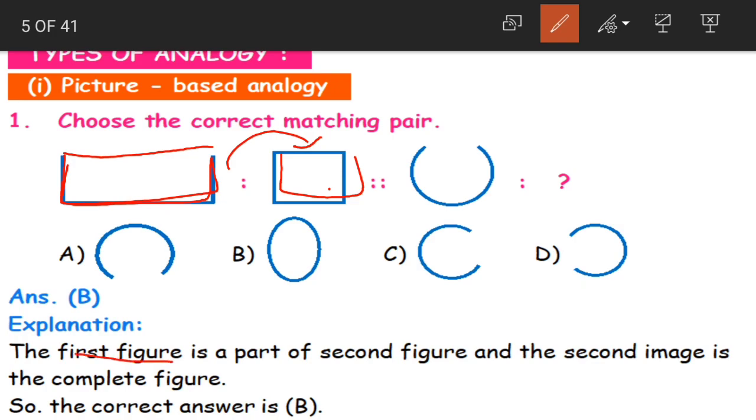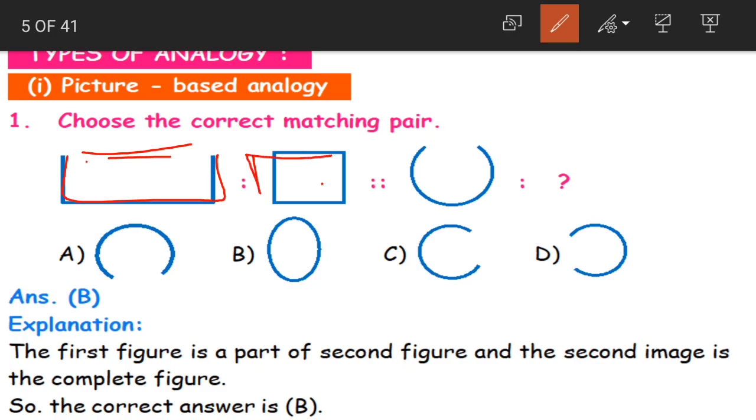The first figure is a part of the second figure. It's almost complete. It's not a complete second figure, but it is almost complete and it is a part of the second figure. And here we should have a rectangle but not a square. It is a typing mistake. It should be a rectangle here.